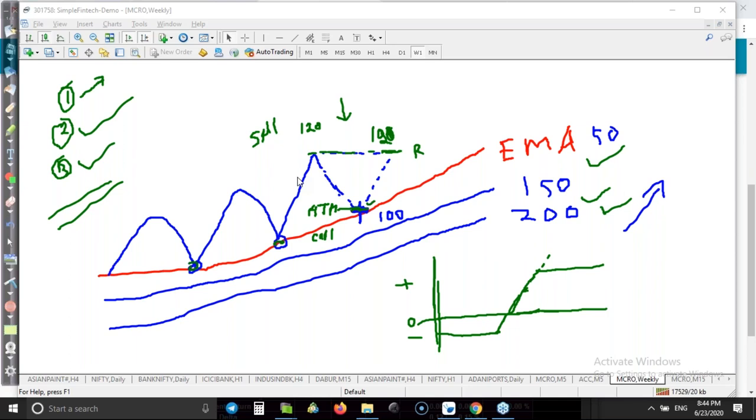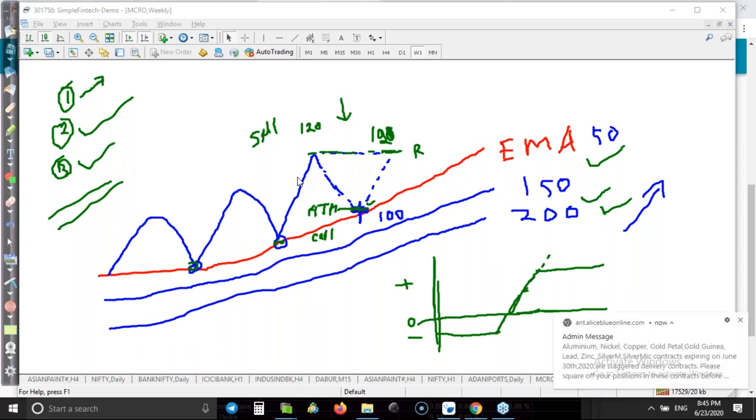Mr. Rajesh, yes, we are applying different expiry dates, but remember, we have to select one expiry date because stocks don't have a weekly expiry date.